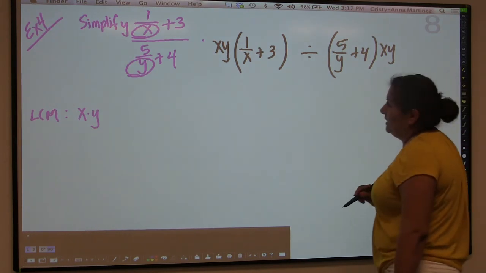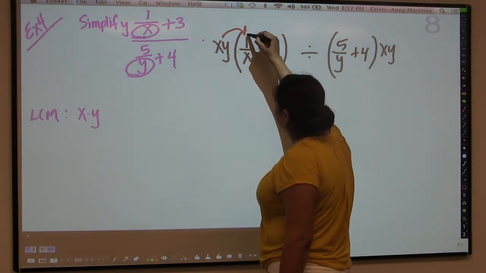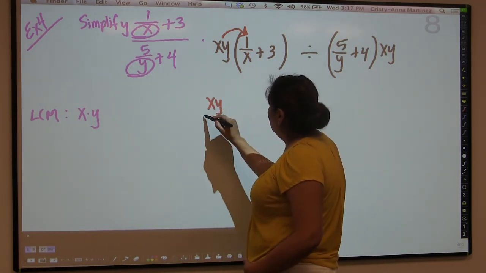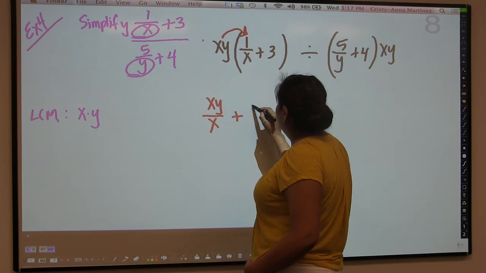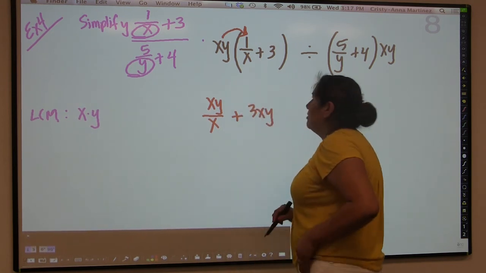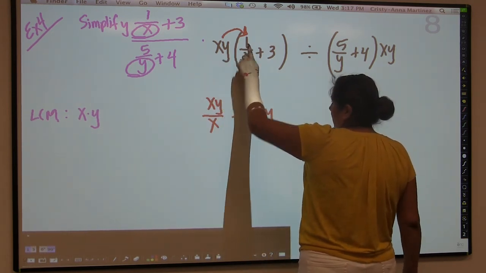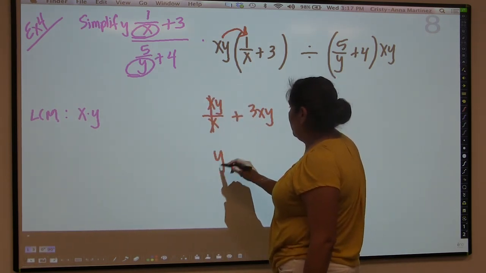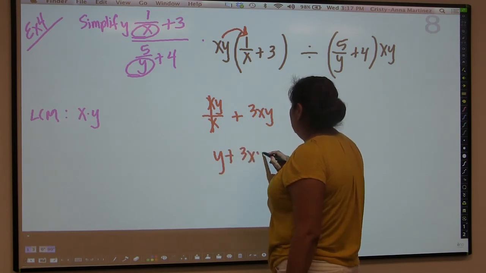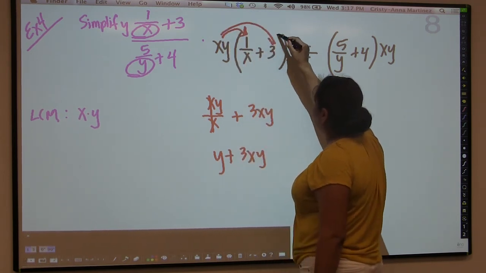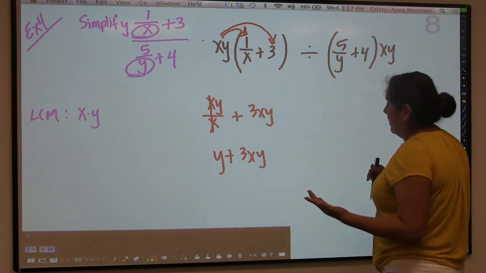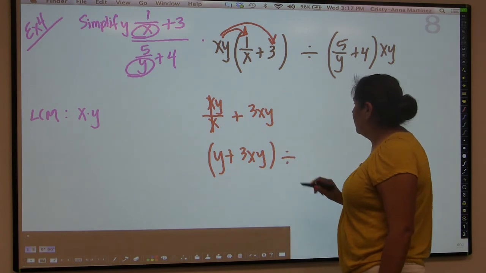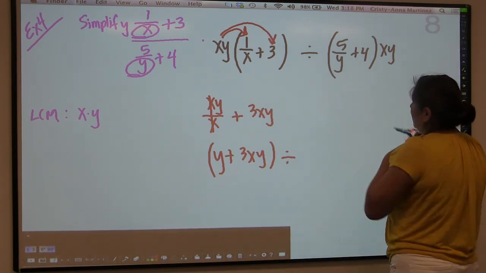When I distribute the x times y to the 1 over x, I get xy over x plus 3xy. Because this is xy times 1 over x, the x's cancel, and you get y plus 3xy. In the case of xy times 3, nothing cancels, so you just get 3xy. So I'm going to have this expression divided by, and the same thing happens here.